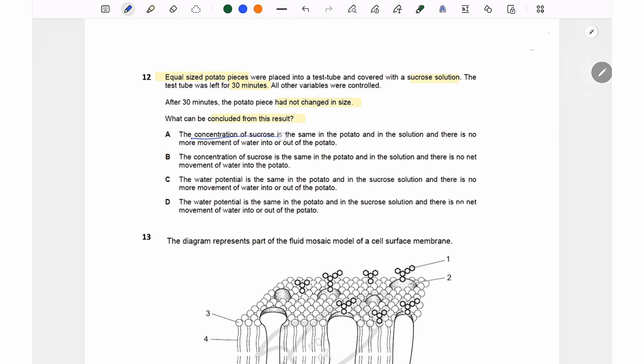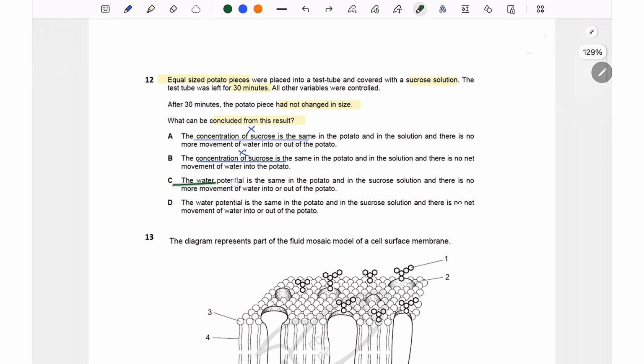Let's look at our options. The concentration of sucrose is the same. That would be wrong because we're not talking about the concentration. It's likely to be the water potential. So the water potential is the same in the potato and in the sucrose solution, so the first bit is correct. But you can see both in this case and the other one, it's the same first part. But carefully read the second part. The second part for C is there is no more movement of water into or out of the potato cell. So that wording is wrong. It's supposed to be there is no net movement of water into or out of the potato cell. So this is our answer.